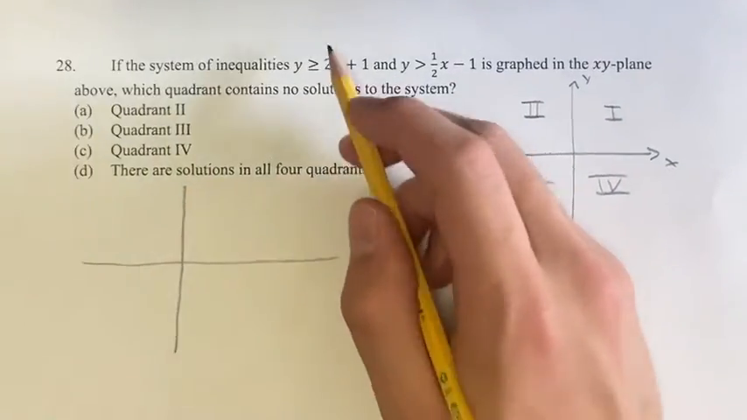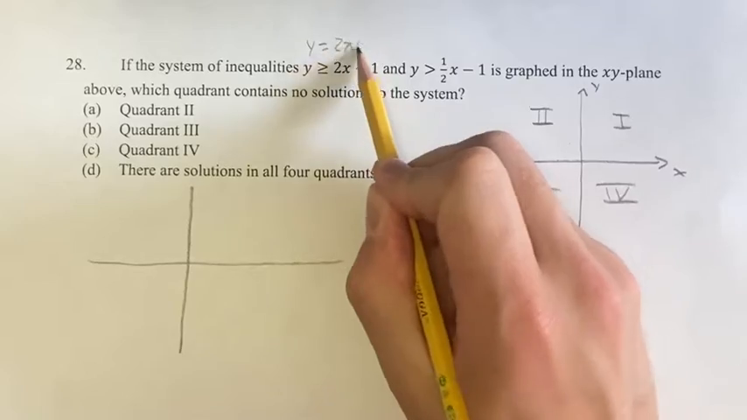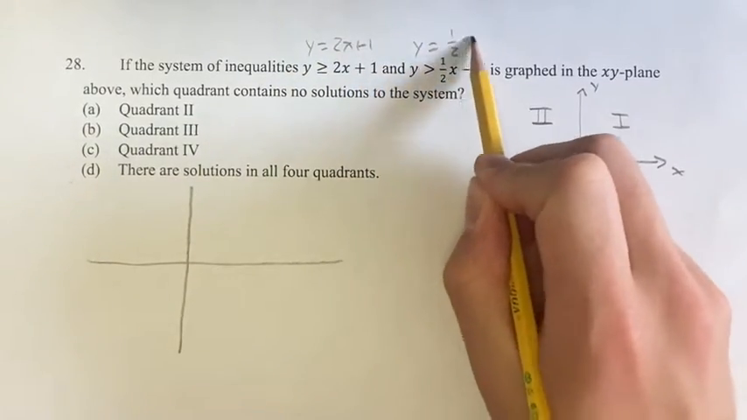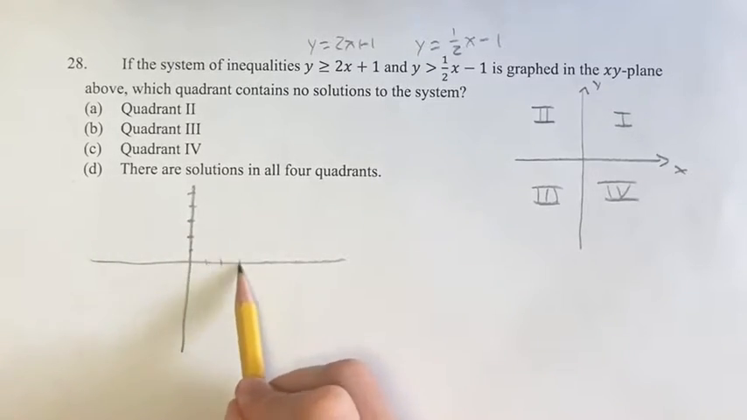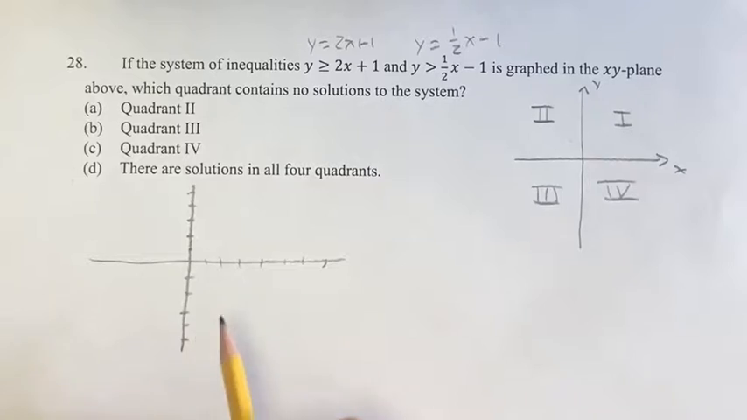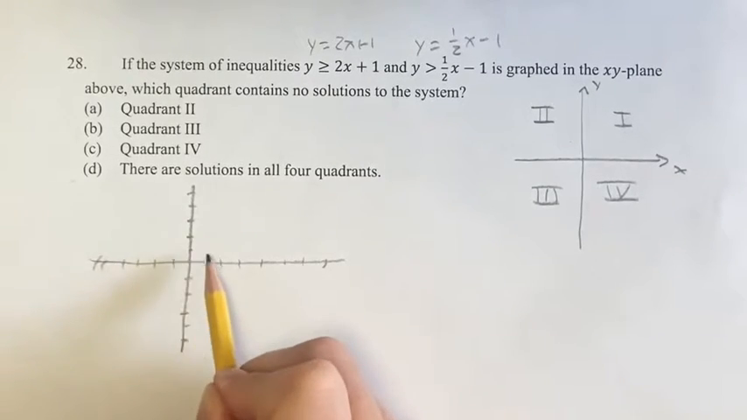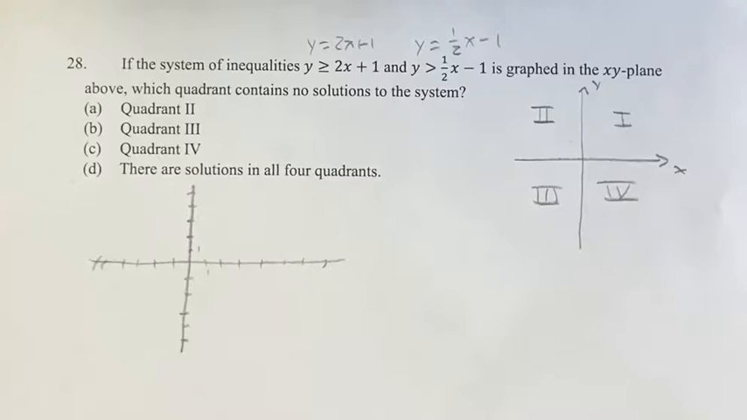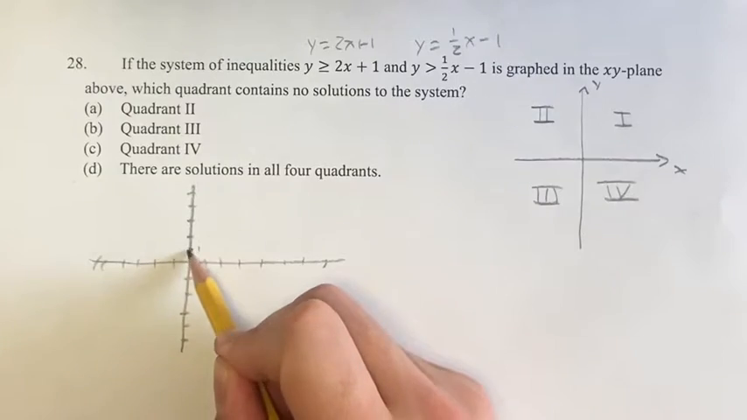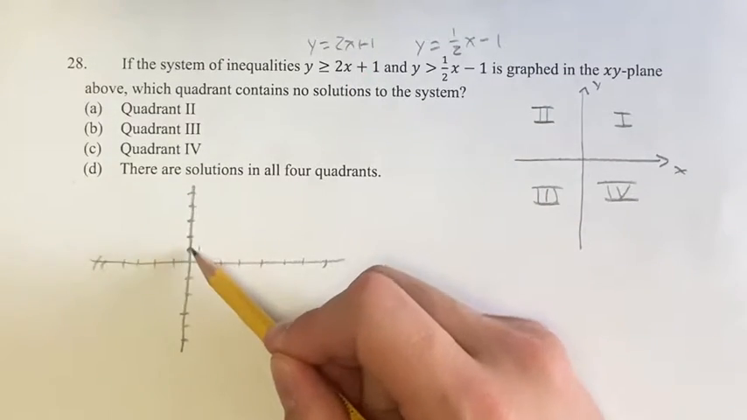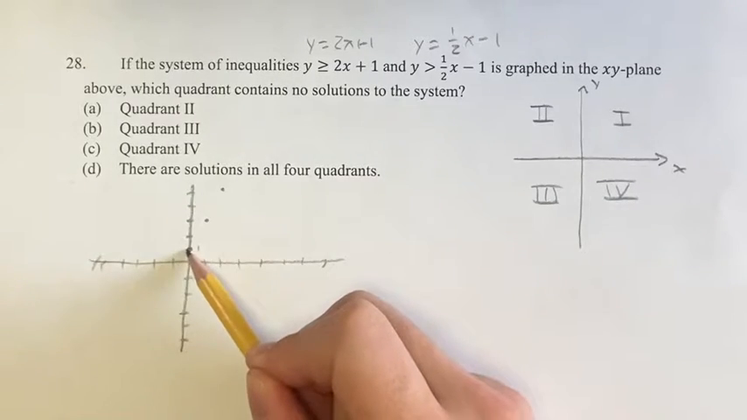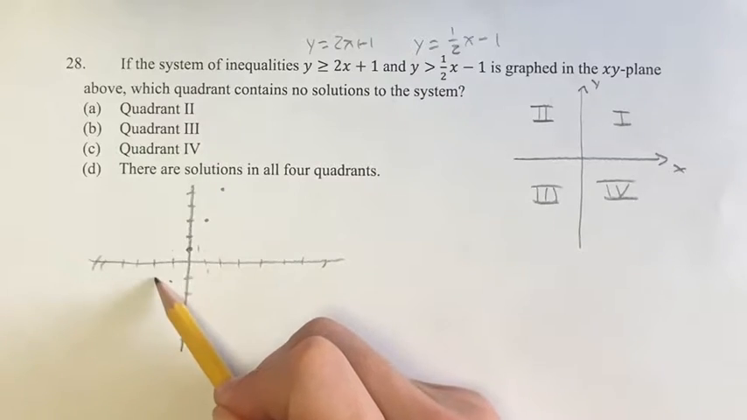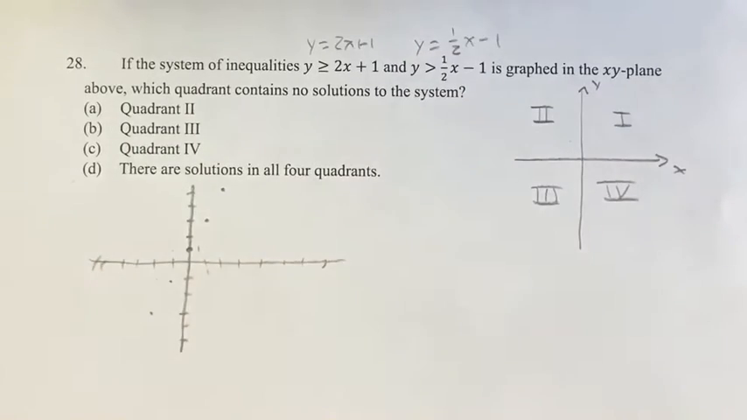So we have to look at the lines y equals 2x plus 1 and y equals 1/2 x minus 1. So leaving our axes right here, where each of these is just going to be 1 per tick. For this line, we have a y-intercept of 1, so that's going to go here. And then the slope is 2. So we're going to go 1 to the right and then up 2, and then 1 to the left and down 2. And this is going to give us our line.